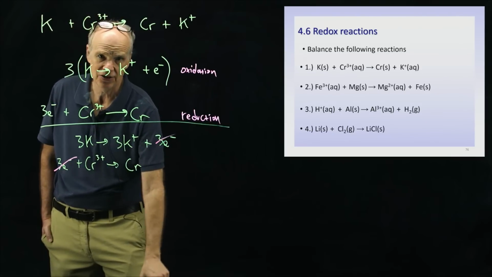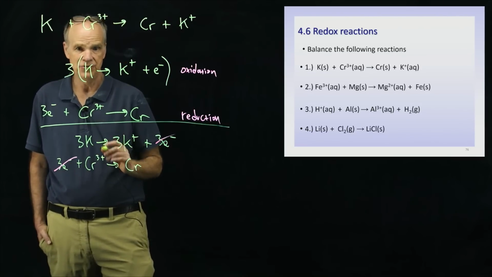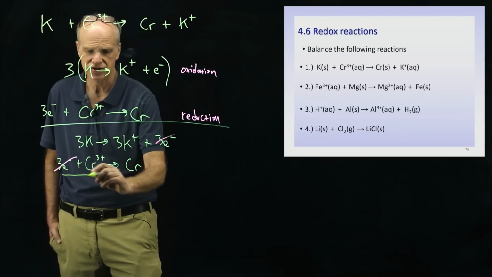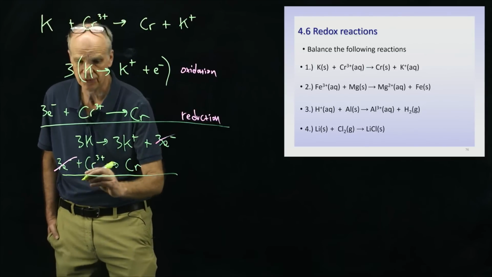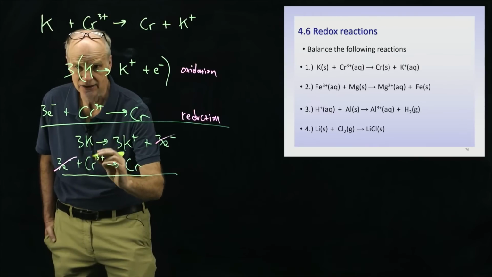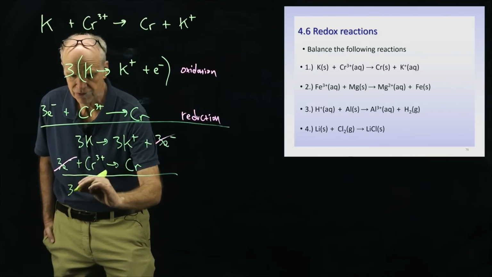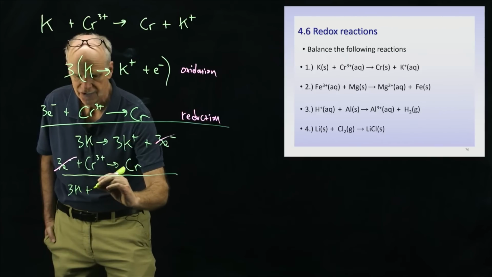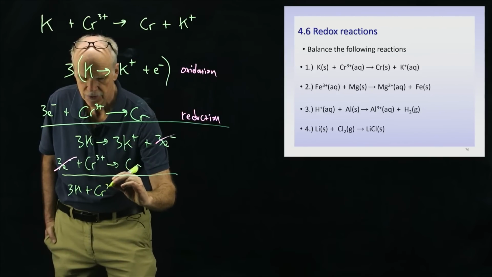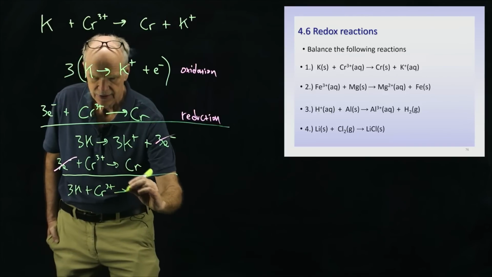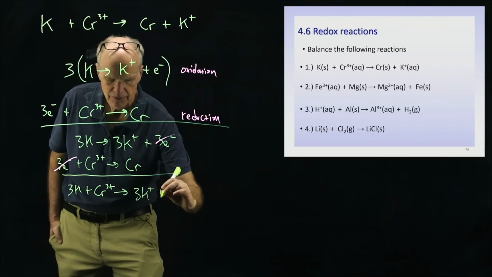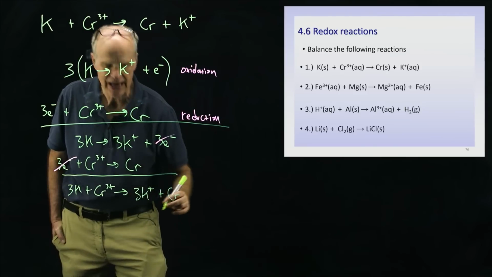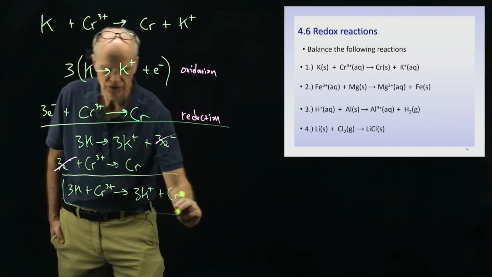So we have balanced the number of atoms here, and we've balanced the electron passing. And so now we can write the final redox reaction, which will be adding the reactants together. So it's going to be 3 potassium plus chromium ion gives you 3 potassium ions plus a chromium atom. So that is the balanced redox equation here.